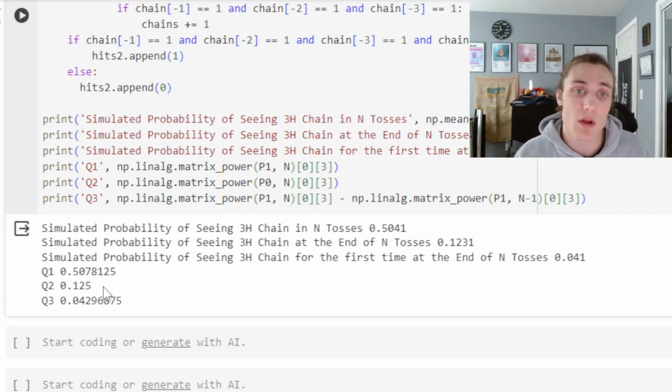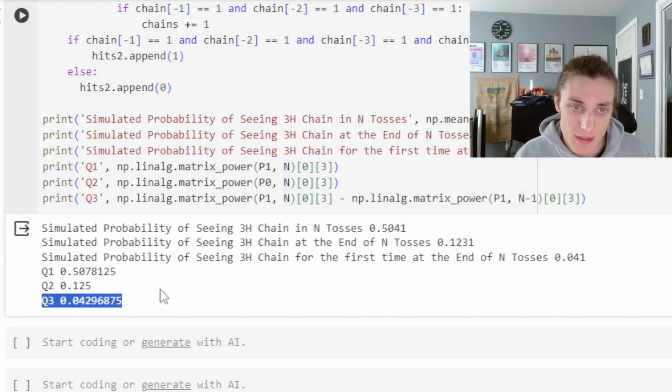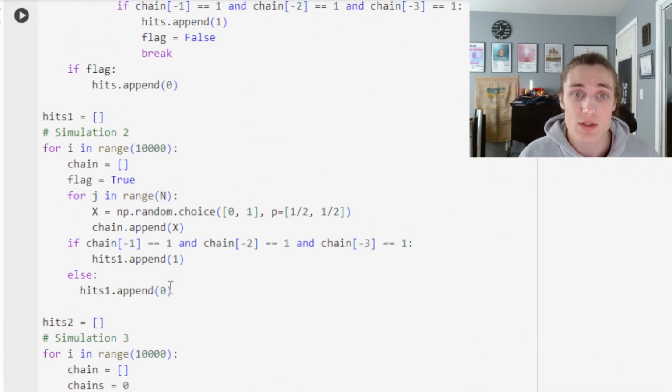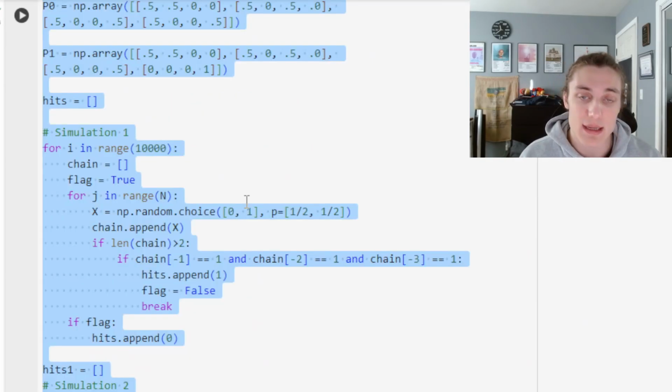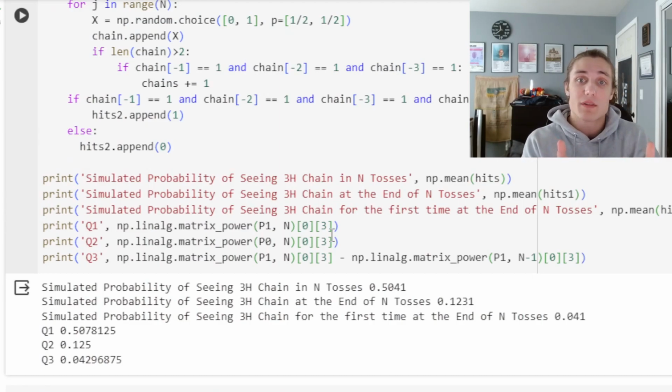Then the least likely of all is the probability of seeing the 3-head chain for the first time at that end. So the last 3 tosses, we get heads, heads, heads for the first time. And that's going to be the increment here. We can see it's the difference between the distribution function at n and n minus 1. If we simulate it, we get 0.041, and the solution looks like 4.29-ish%, so 4.3-ish%. As you can see, I'll post this in GitHub as a gist if you would like to play around with the simulation. But this is how we can use Markov chains to answer all of these questions.